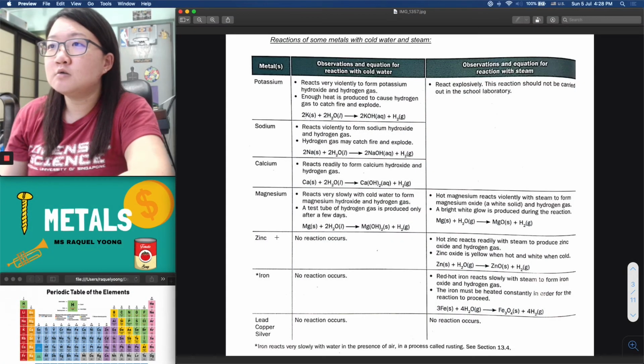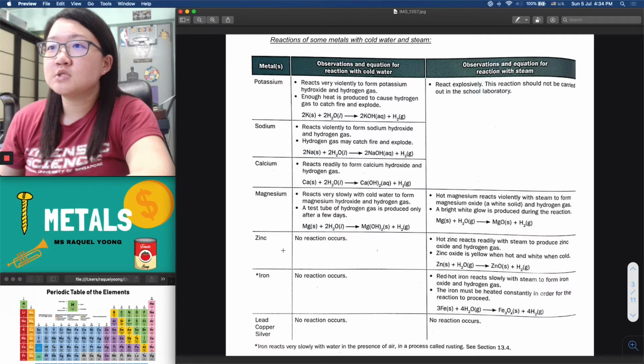Let's look at how the other observations are like for the subsequent metals. So for magnesium, hot magnesium will react violently with steam to form magnesium oxide, which you will observe to be a white solid, as well as hydrogen gas. You'll also notice that there is a bright white glow produced during the reaction.